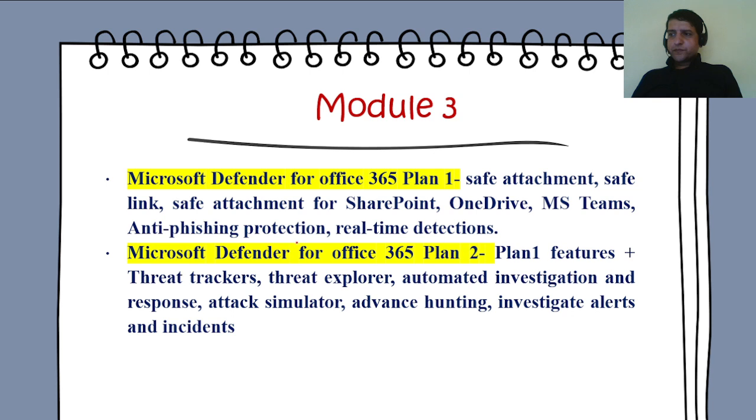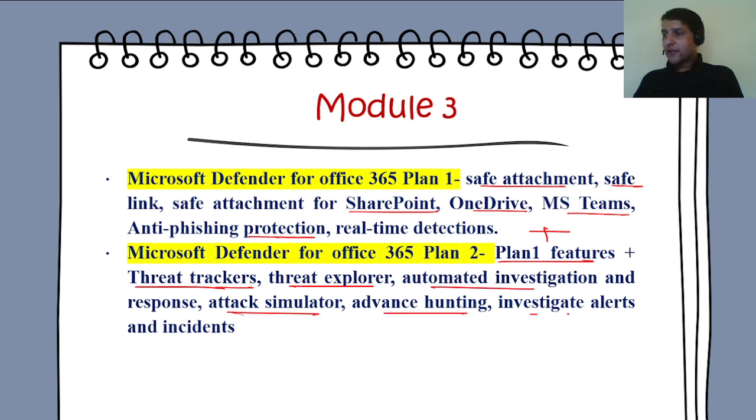So there are two plans. Yes, there was a question on the plans. The question was about these things, threat trackers and all. So are these the features of plan 1 or plan 2? So for plan 1, the features are safe attachments, safe links, safe attachments for SharePoint, OneDrive, MS Teams, anti-phishing protection, real-time detection. Plan 2 has all these features plus threat trackers, threat explorer, automated investigation and response, attack simulator, advanced hunting, investigate alerts and incidents. So there was a question where they listed these features, and they were asking, is it for plan 1 or plan 2?